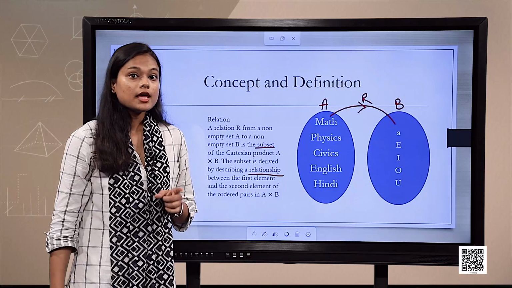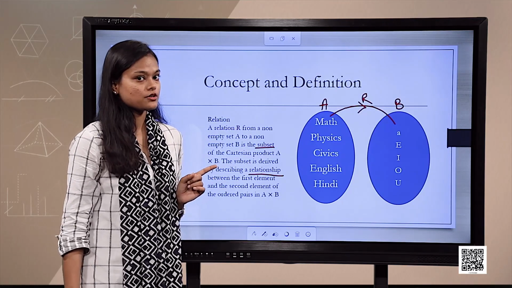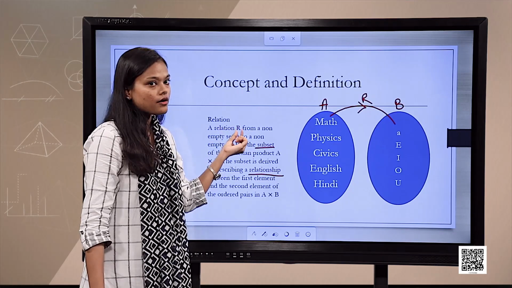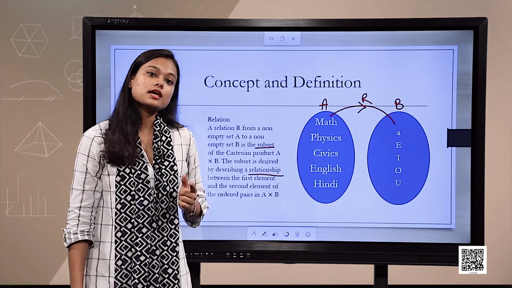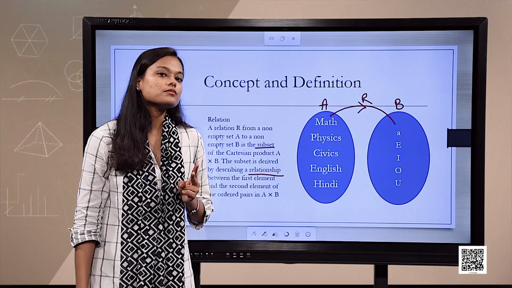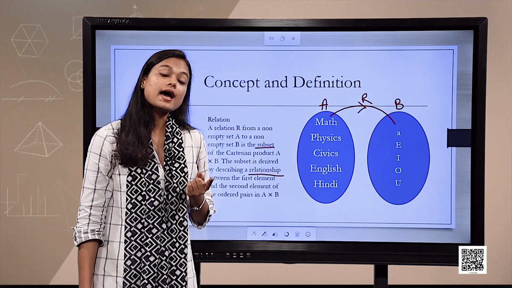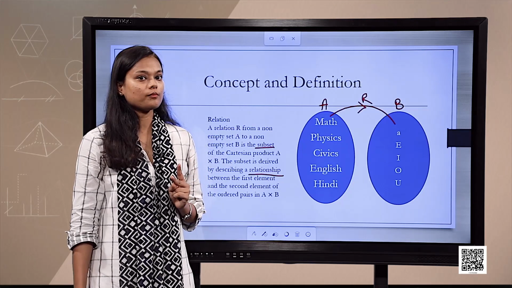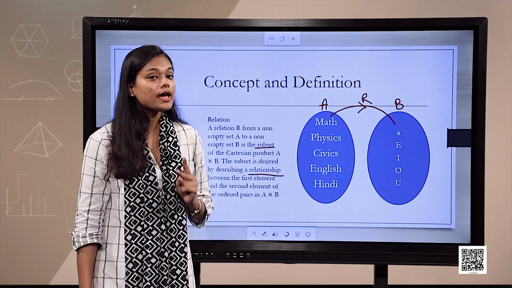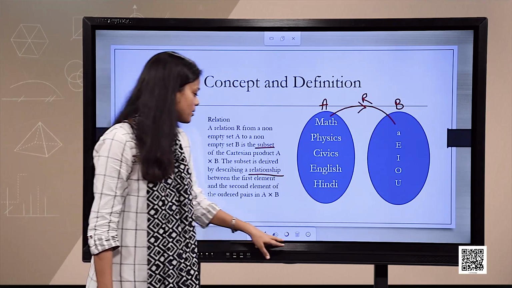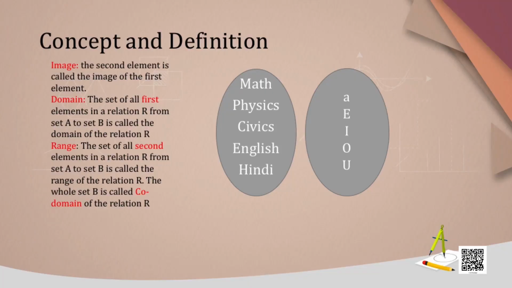Notice, in the previous example what we have described, the relation R can be represented in both the forms. Which forms? Roster form as well as set builder form, as we have seen it before. Now, let us take some examples on it. Before taking examples, let us understand some terminologies.